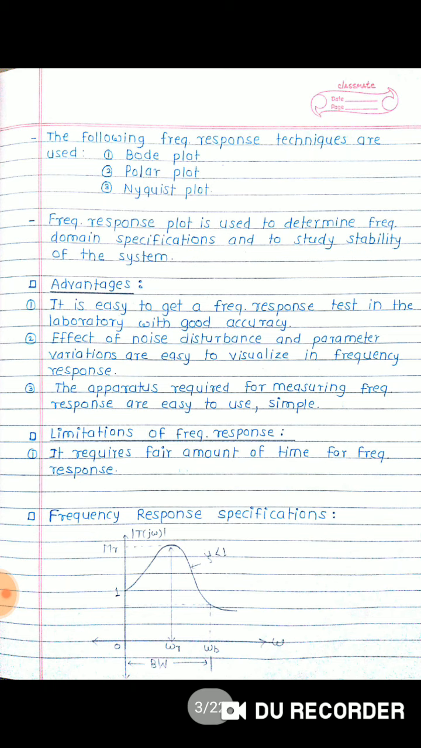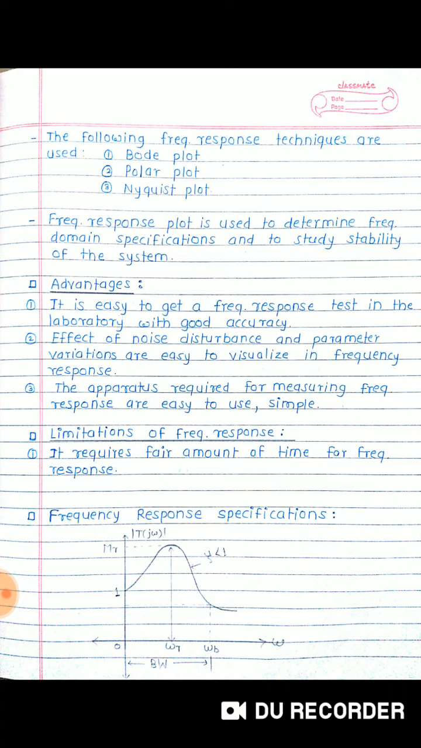There are different techniques with the help of which we can understand the frequency response. The first one is the Bode plot, the second one is the polar plot, and the third one is the Nyquist plot. In our syllabus we are going to discuss only the Bode plot. This frequency response plot is used to determine the frequency domain specifications and to study the stability of the system. As I told you, we are going to discuss the Bode plot in this chapter and find out the stability of the system with its help.